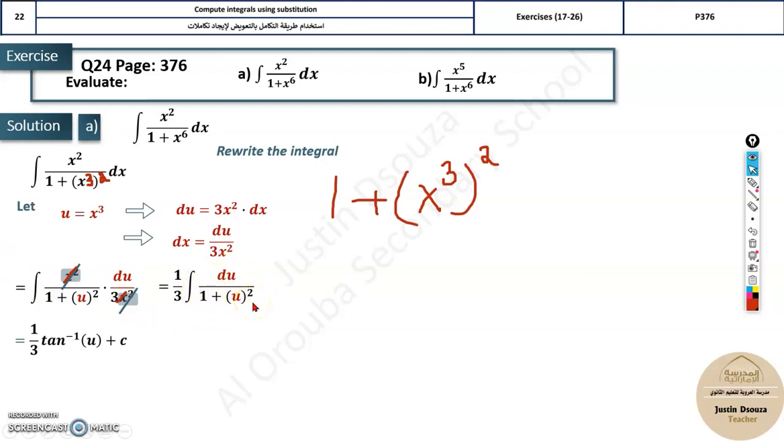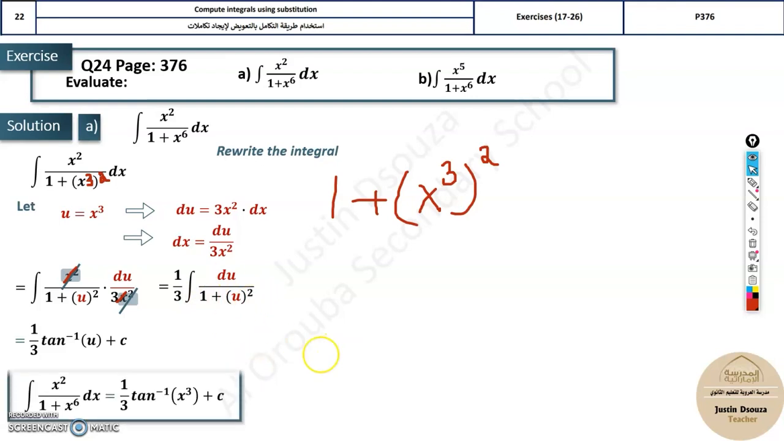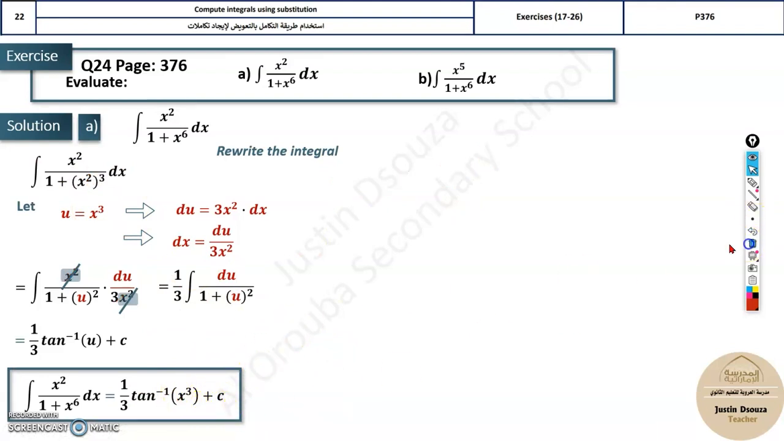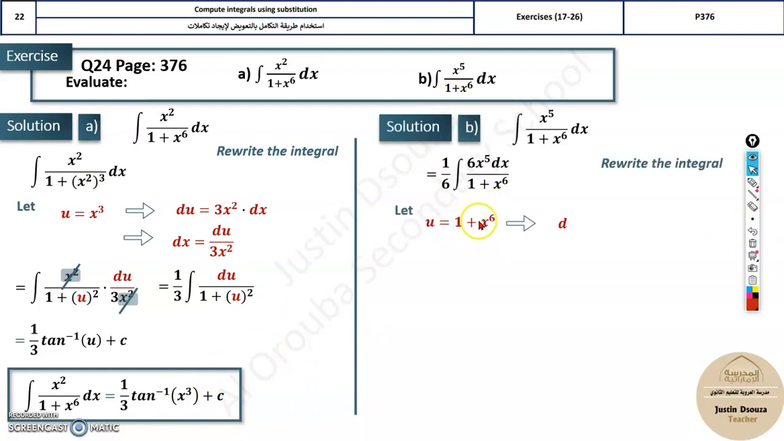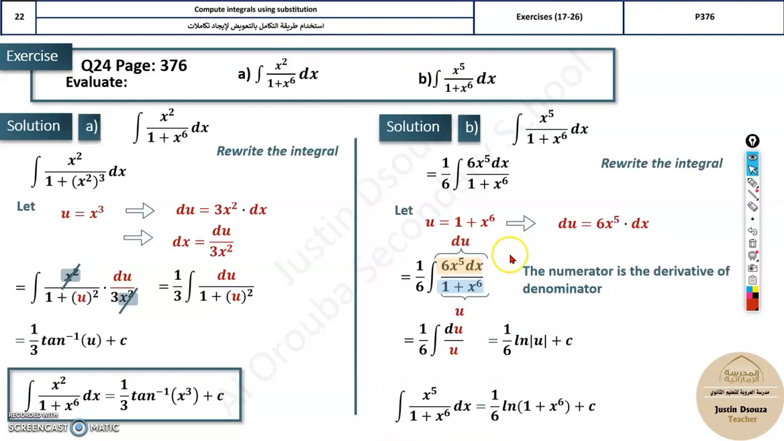You know 1 plus u square gives tan inverse u. That's it. But don't forget to substitute the u value back over here. That is the final answer. Plus c is very important because it's integrals. And now the next one, you don't need to worry much. It is just 1 plus x square, and then you can substitute. We have done such problems already in the previous videos.